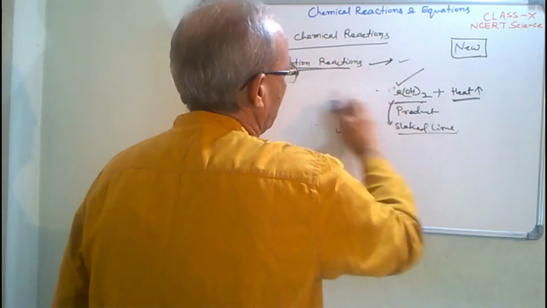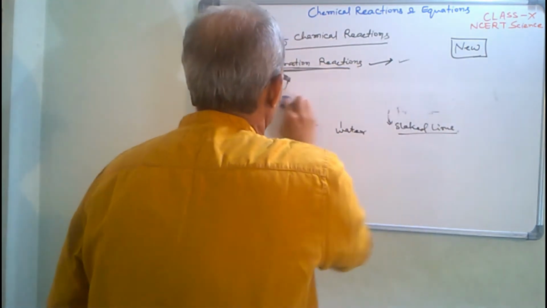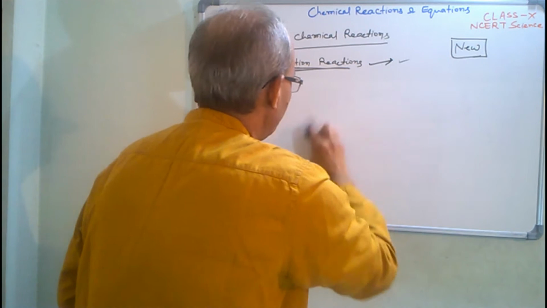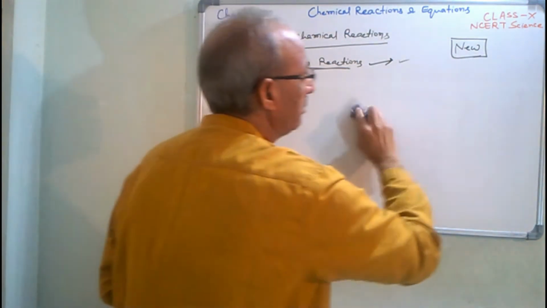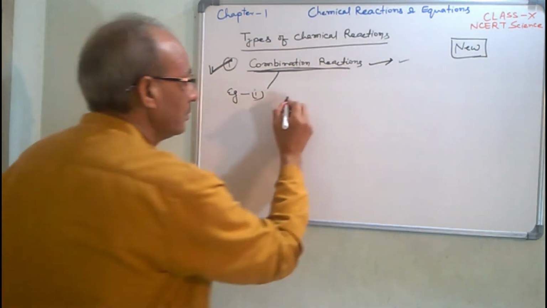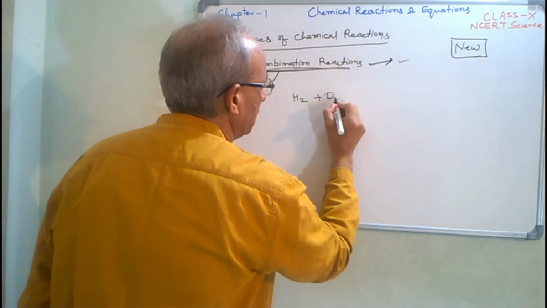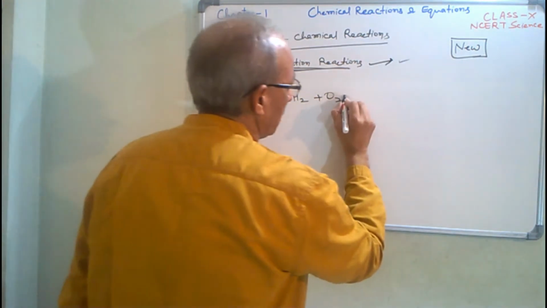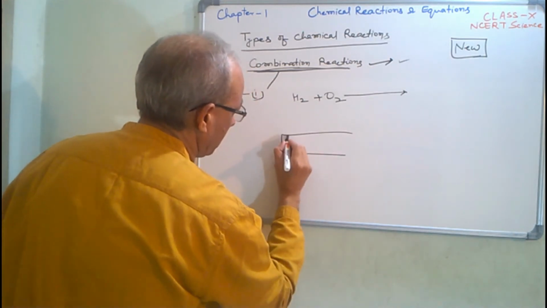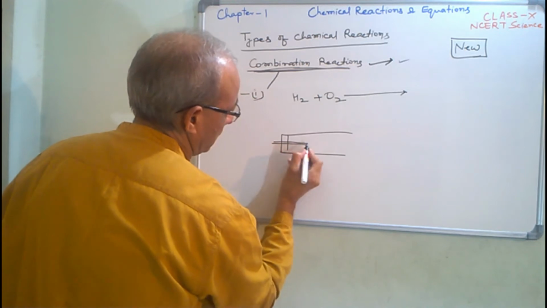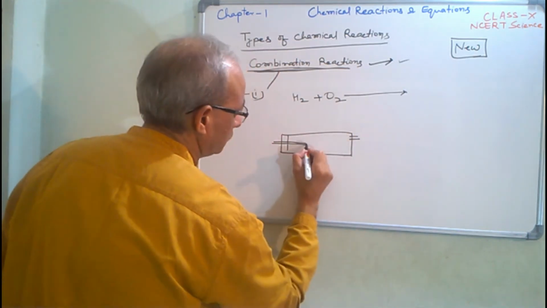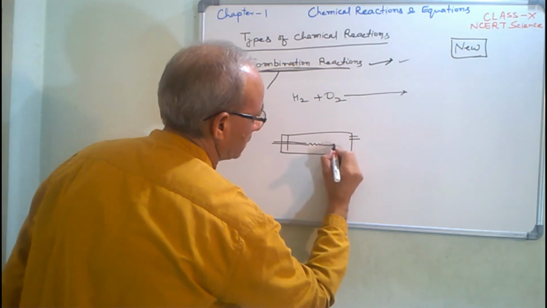Similarly, during lightning in nature, and by passing hydrogen gas and oxygen gas through an electrical spark, hydrogen and oxygen gas in the laboratory by passing through electrical spark. Here this is the arrangement.